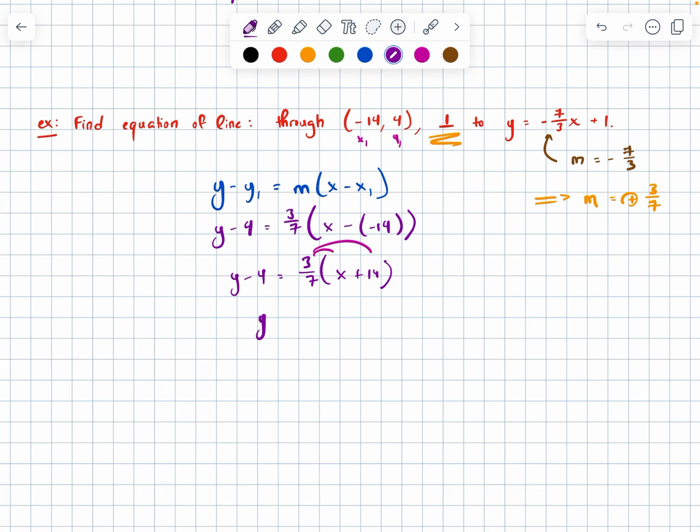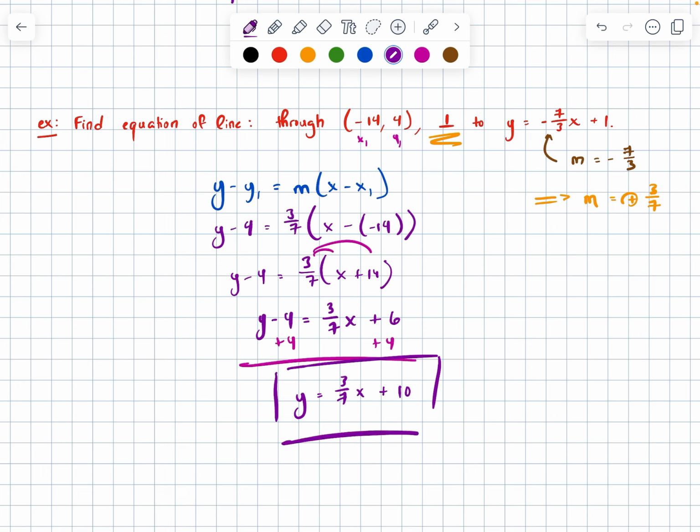Taking my 3/7 and distributing, that tells me that y minus 4 is equal to 3/7 x. 3 over 7 times 14, right? 14 divided by 7 is 2, and then 3 times 2 is 6. And then all I've got to do is add 4 to both sides to get y by itself. I know that y equals 3/7 x plus 10 should be the equation of my line.